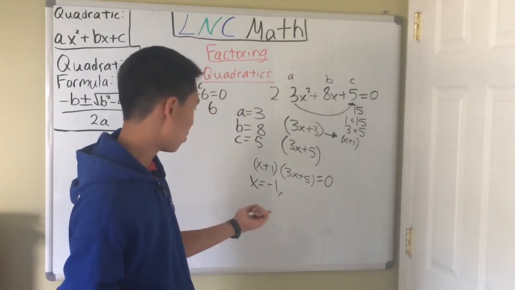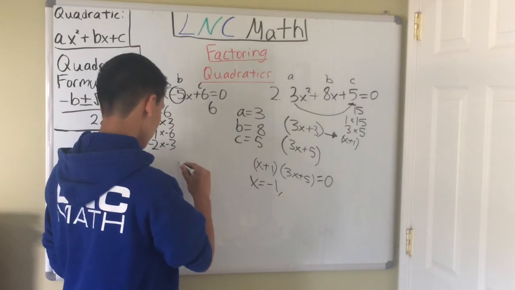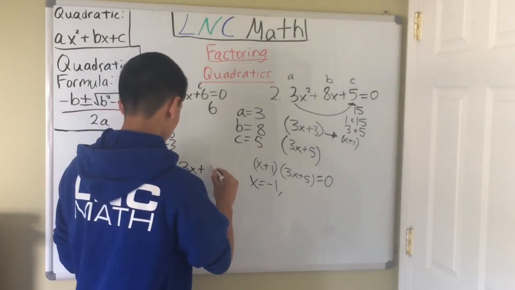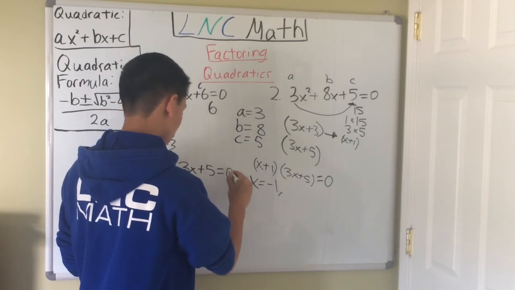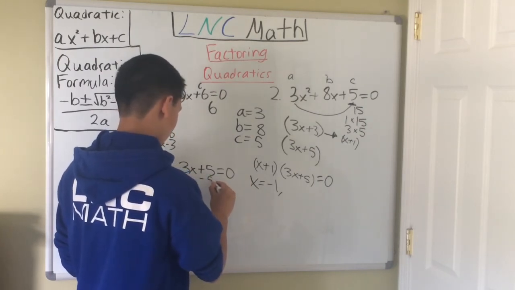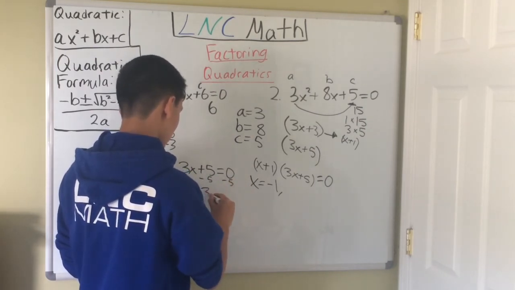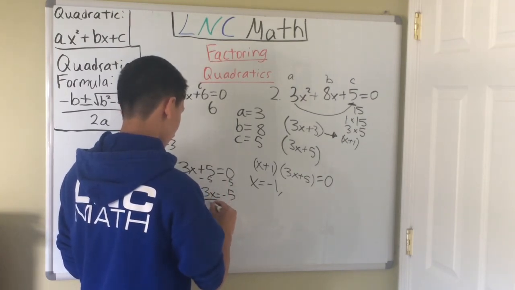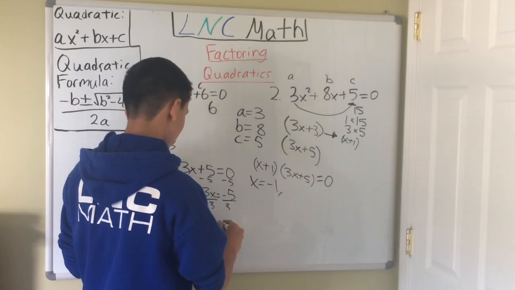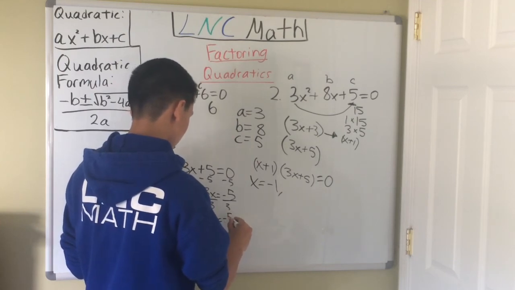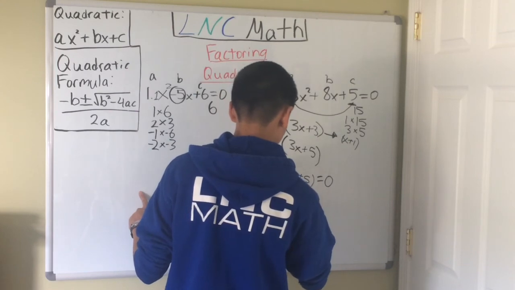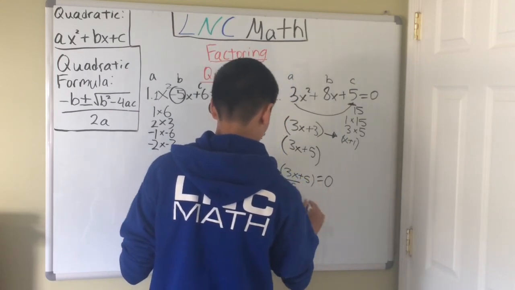3x plus 5 equals 0. So that's not as obvious, so let's solve using algebra. So subtract 5 from both sides. 3x equals negative 5. Divide both sides by 3. X equals negative 5 over 3. Negative 1 and negative 5 over 3. Those are our two solutions.